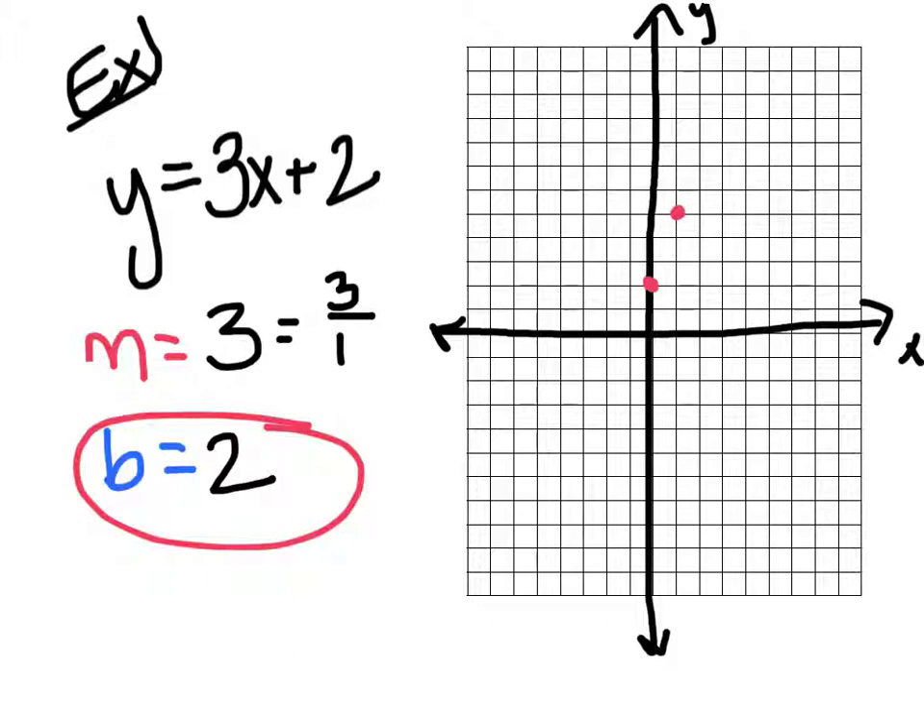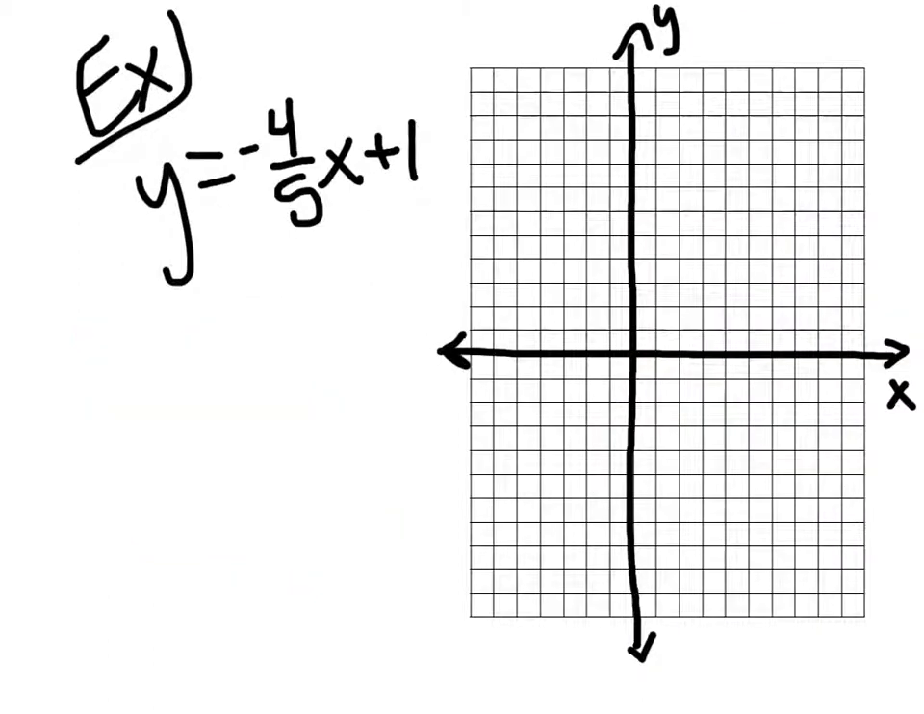But just to give me an extra clear graph, I'm going to plot one more point. So again, I'm going to go up 3 squares and then over 1 and get one more point on here. So now that I have 3, I can draw my line in, put an arrow at both ends, and there I get my graph.